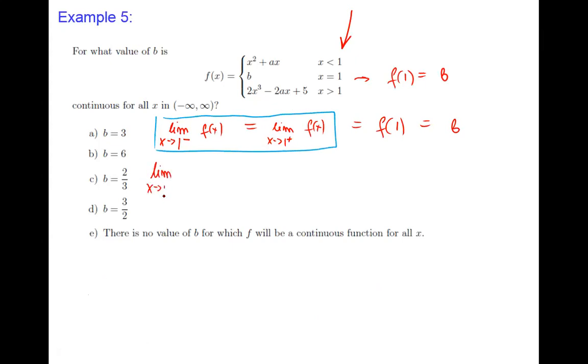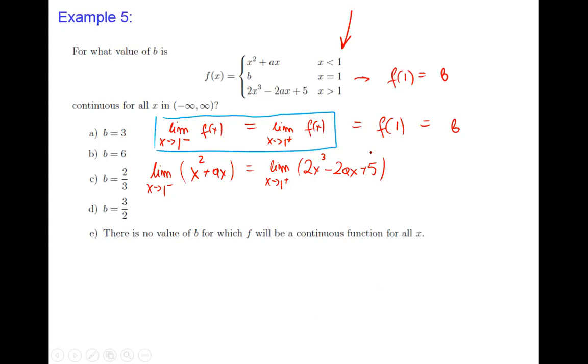Limit from the left. Which formula do I have to use for the left? Who can tell me from the left and for the right? For the left-hand side, x less than 1, yes, I think it's the first one, x squared plus ax. And the right-hand side is actually the last one, 2x plus 5. I know the typing isn't easy.